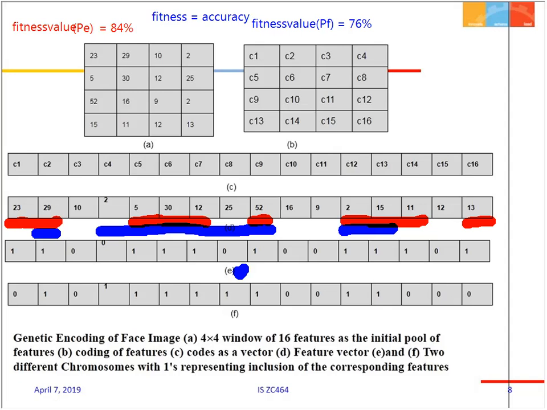Suppose the size of the validation data set is 50 samples, and you get 42 samples out of 50 correctly classified using E. Then you say that my accuracy is 84%. Or if you had some 100 validation samples, then 84 got correctly classified. This is the classifier accuracy using the features we have in this chromosome E. You can relate classification, feature selection and the genetic algorithm.